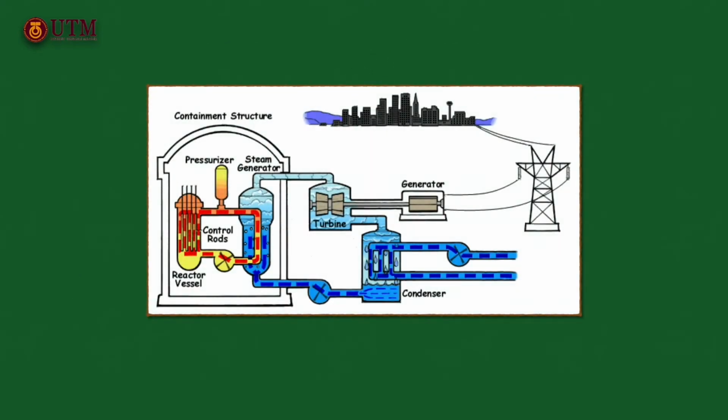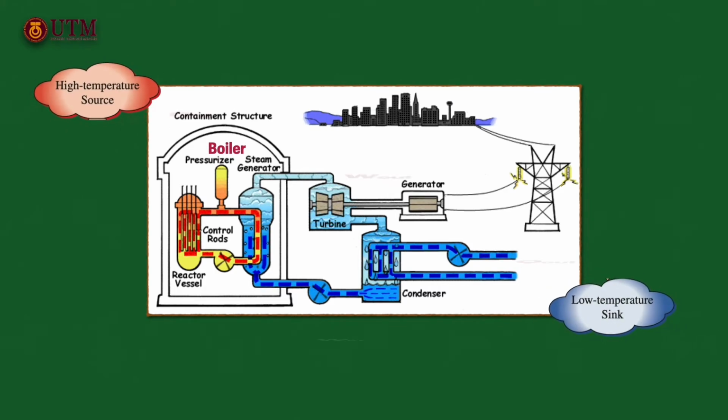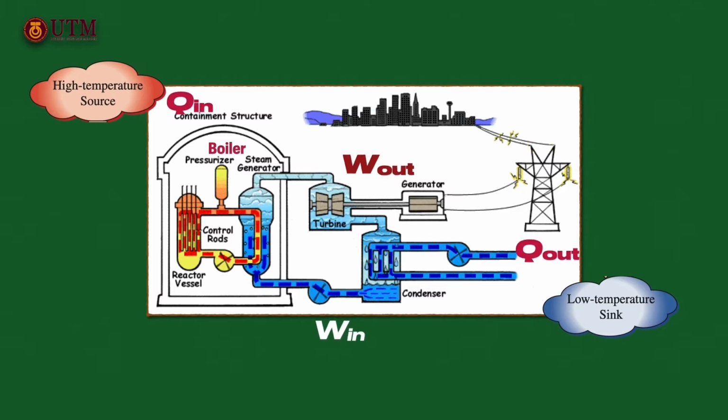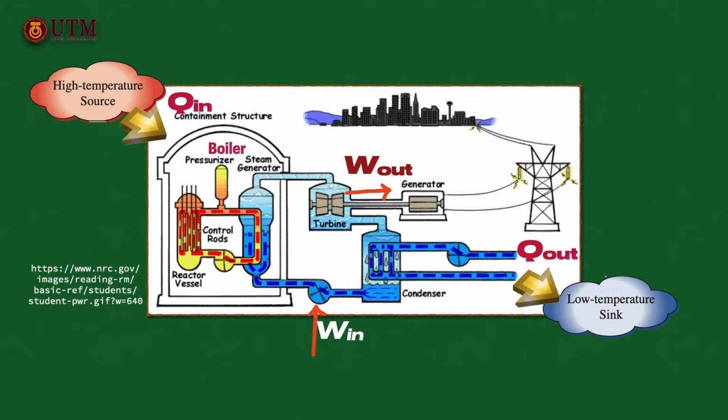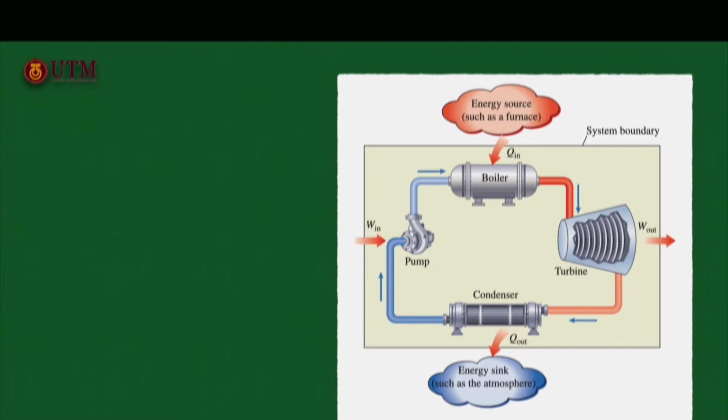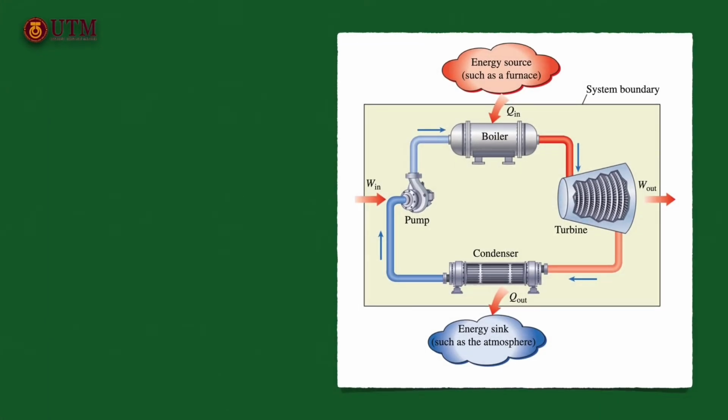Notice that the directions of the heat and work interactions are indicated by the subscripts in and out. Therefore, all four of the described quantities are always positive. The net work output of this power plant is simply the difference between the total work output of the plant and the total work input.